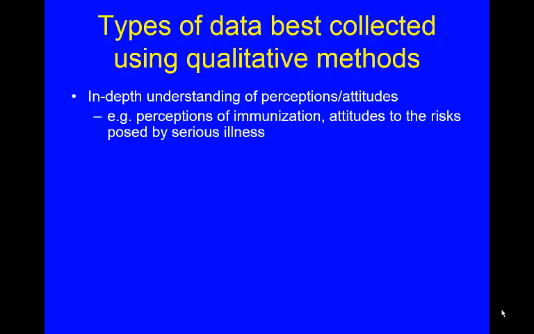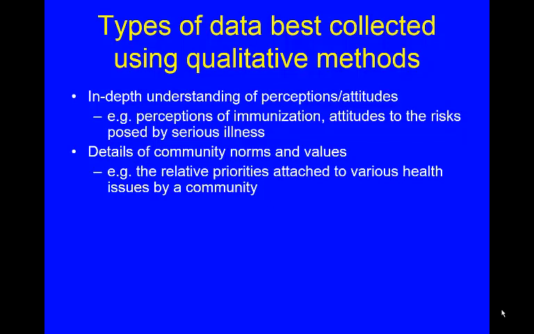So here I've given examples of how people perceive immunization campaigns. What do they really think these are about? And obviously that will vary enormously between one group of people and another. Attitudes to the risks posed by serious illness obviously depend on the degree of vulnerability and how people rate serious illness compared to other risks that confront them. Getting a really good idea of what community institutions, norms and values are is again extremely difficult to tease out using quantitative methods, but much more satisfactorily explored using qualitative.